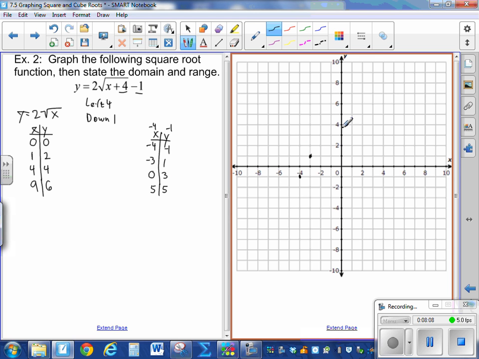0, 3. So 0, 3 is up here. And then you got another point at 5, 5. So 4, 5 up to 5. That is right there. Okay.